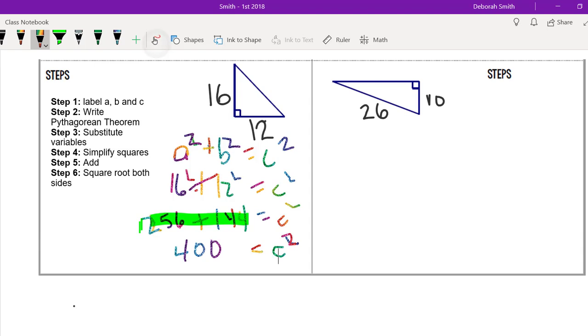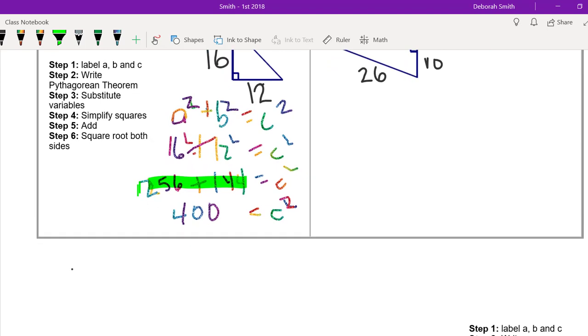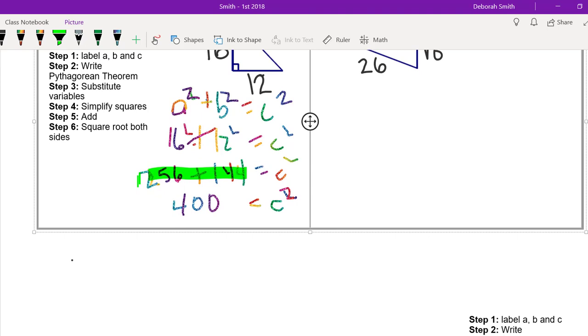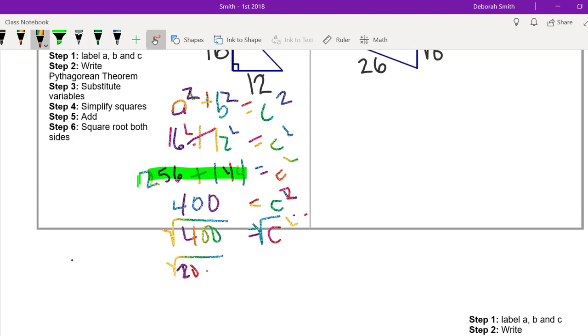So what that looks like is we're going to square root 400 and we're going to square root C squared. So both are inside a radical. You got to do the same thing to both sides. That's always true. So then here, I'm going to break 400 down to the same factors, 2 of the same factors. 20 and 20 makes 400, and C times C makes C squared.